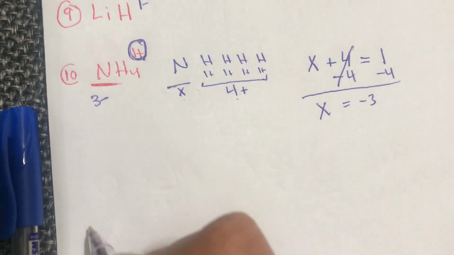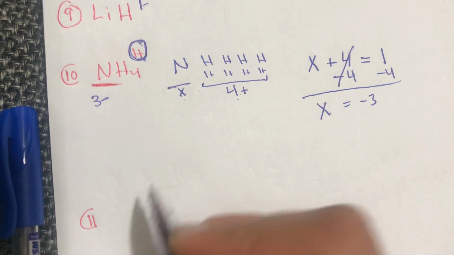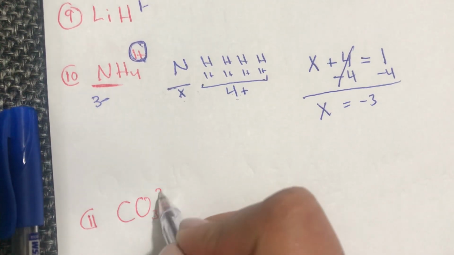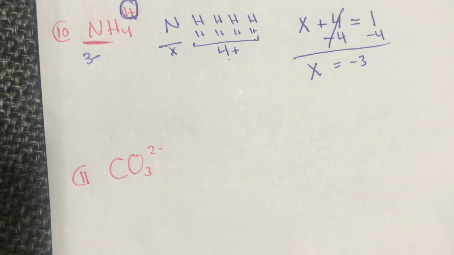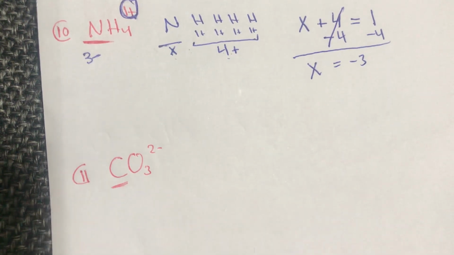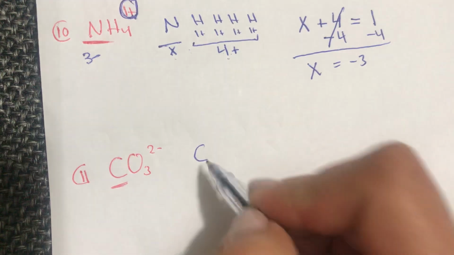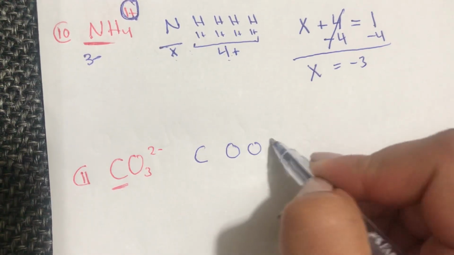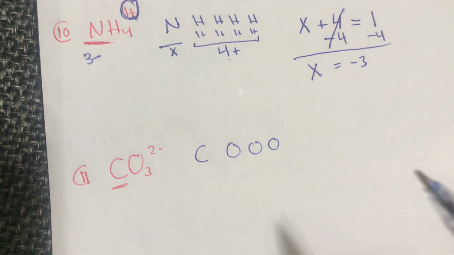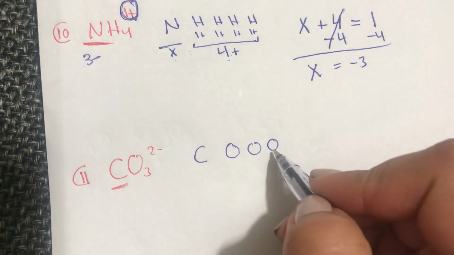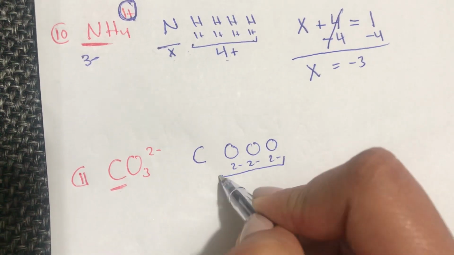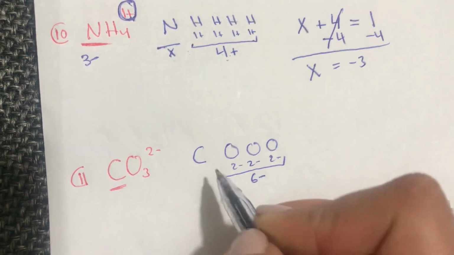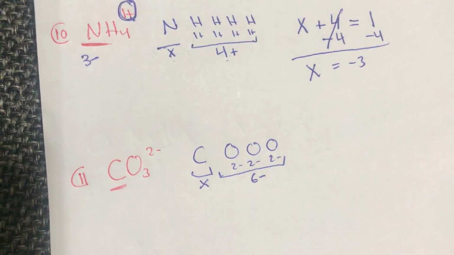Now 11. Carbonate group. What is the oxidation number of carbon? You have 1 carbon atom and 3 oxygen atoms. So each carries -2. So here the total is -6. So what is the oxidation number of carbon?